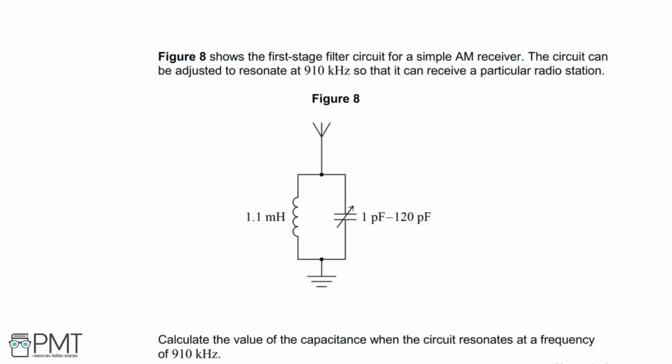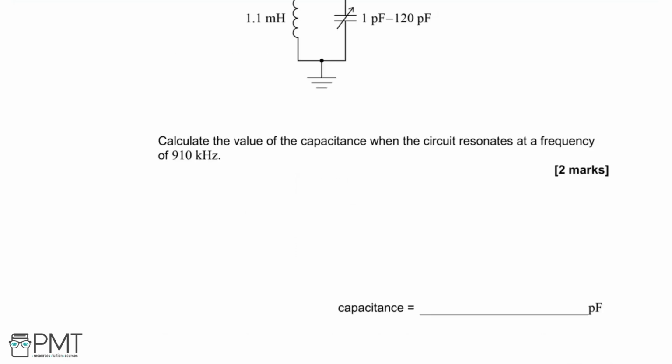Figure 8 shows the first stage filter circuit for a simple AM receiver. The circuit can be adjusted to resonate at 910 kHz so that it can receive a particular radio station. So we've got figure 8 there with the filter circuit. We've got 1.1 millihenries on the inductor and 1 picofarad to 120 picofarads on the variable capacitor. Calculate the value of the capacitance when the circuit resonates at a frequency of 910 kHz.